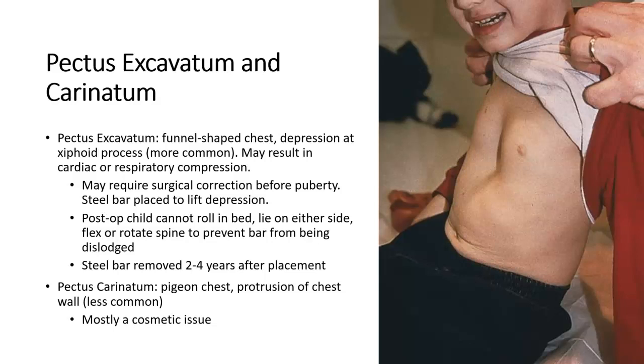Pectus carinatum is a pigeon chest or a protrusion of the chest wall. This one is less common, and you see that the chest wall protrudes outward. This is mostly a cosmetic issue for patients. They're self-conscious about the way that it looks, but it doesn't cause the same issues of cardiac and respiratory compression. You may see that this condition can be effectively treated through the use of a brace or a compression brace worn over the protrusion on the chest.